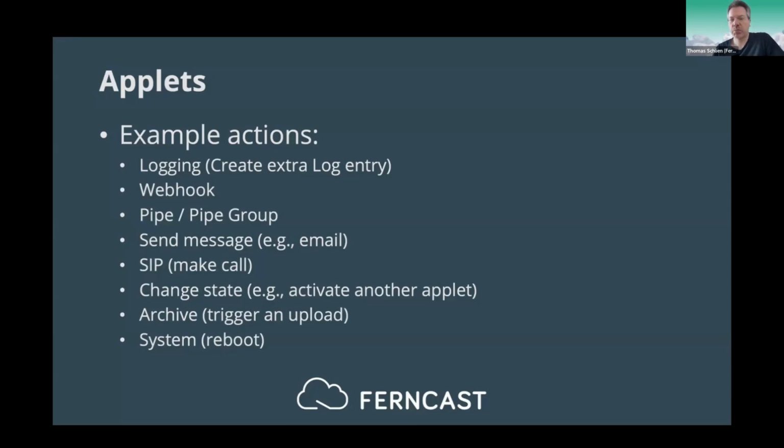You can change pipes and pipe groups. If you, for example, want to start a special program at 12 at night, then you can do that with a date trigger and this action. You can send messages. For example, we use this extensively for alarms. So if you get an alarm, you can send an email. You can make a SIP call. You can change states, for example, activate another applet so that you can do a chain of applets. You can upload a file to the archive, and you can also do a system reboot, for example.